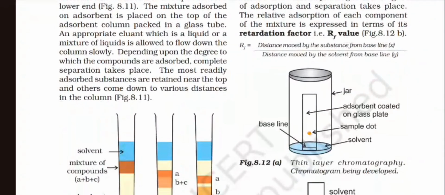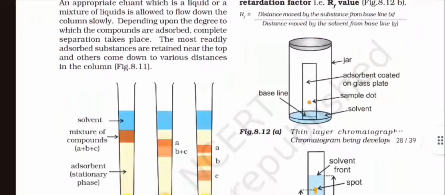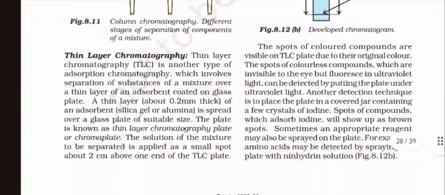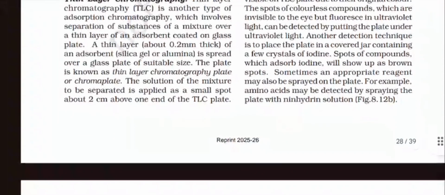The relative adsorption of each component of the mixture is expressed in terms of a retardation factor, that is Rf value. Rf is equal to the distance moved by the substance from the baseline divided by the distance moved by the solvent from the baseline. The spots of colored compounds are visible on the TLC plate due to their original color. The spots of colorless compounds, which are invisible to the eye but fluoresce in ultraviolet light, can be detected by putting the plate under ultraviolet light.